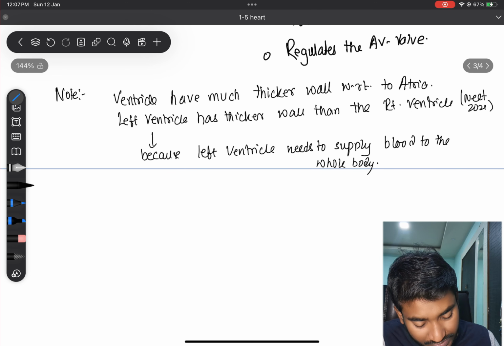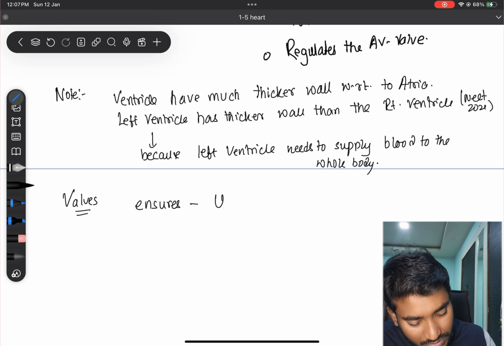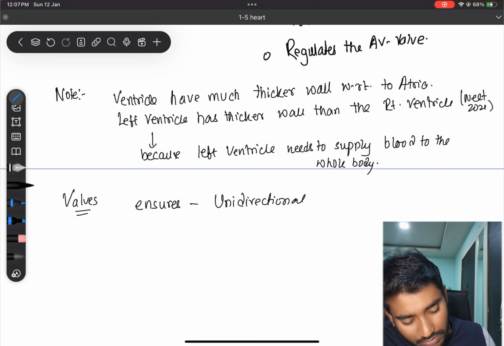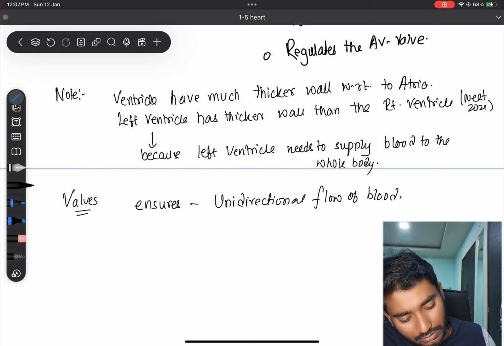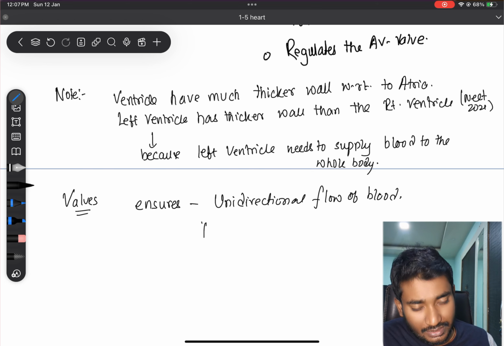Okay, now valves ensure unidirectional flow of blood. So a valve prevents the backflow of the blood.